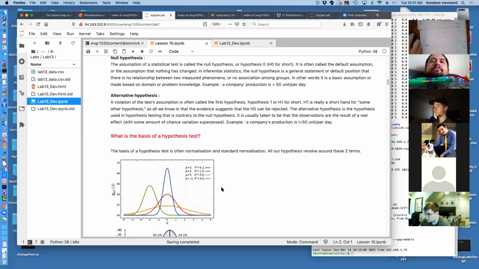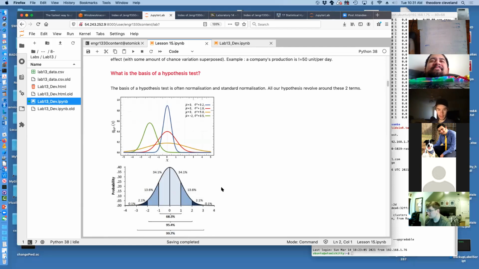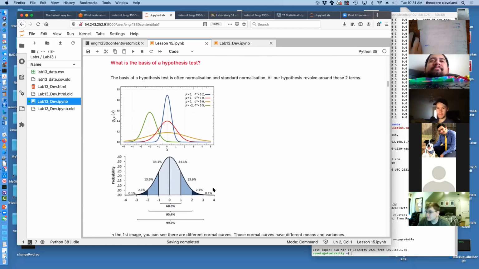So we go and measure the production, and one day it's 50, next day it's 49, another day it's 51, then another day it's 20. Either the null is supported or not. And then the basis of the test is often based on normalization or standardization. And all the hypothesis testing we discuss are going to revolve, at least for the near future, around these terms.